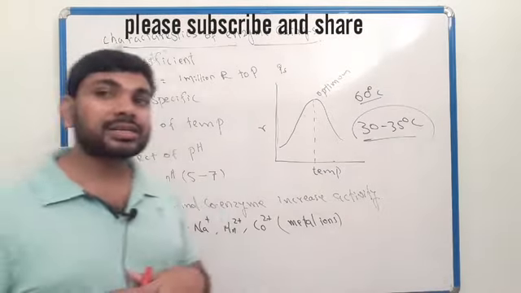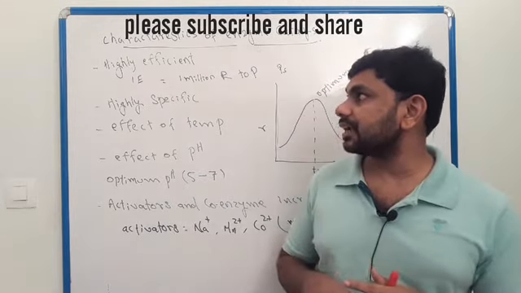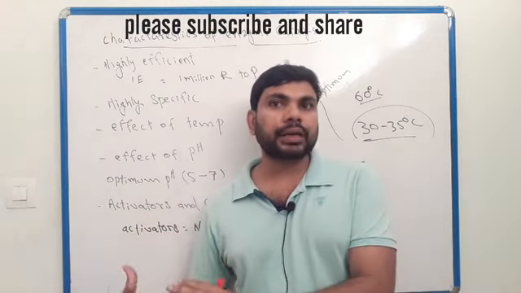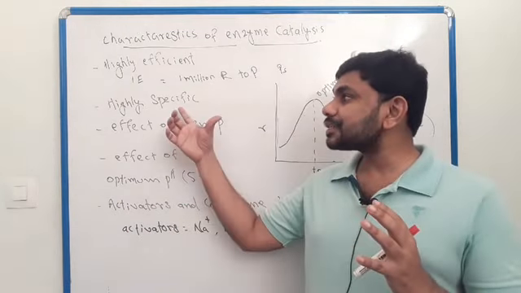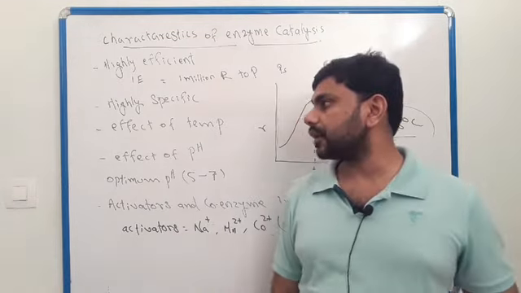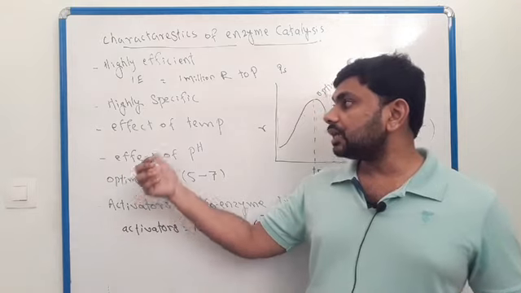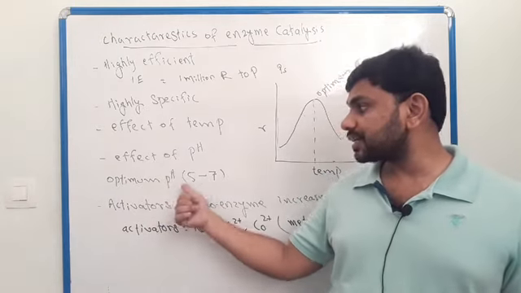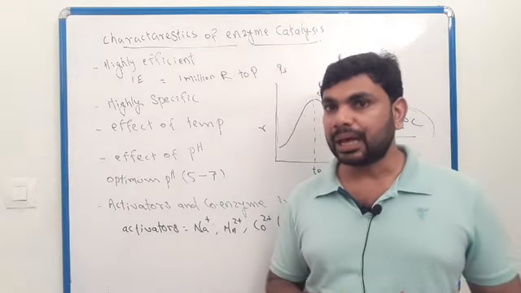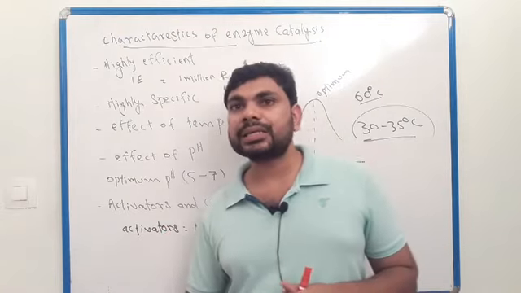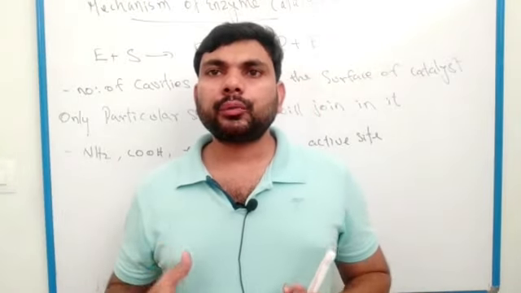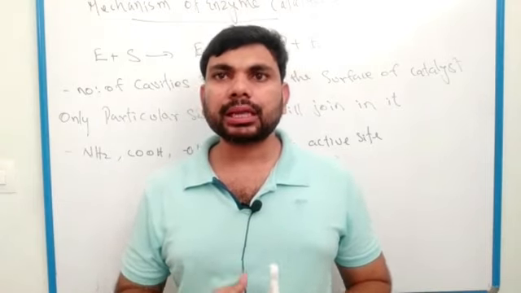So these are the characteristics of enzymes we discussed. They are highly efficient. Even one molecule of enzyme can transfer 1 million reactants to product in 1 second. They are highly specific. One enzyme is suitable only for one particular chemical reaction. We discussed the effect of temperature and the effect of pH. Optimum pH is 5 to 7. Activators and coenzymes increase the activity of enzymes. Generally, activators are metal ions. Next, we have to understand the mechanism of enzyme catalyzed reaction.